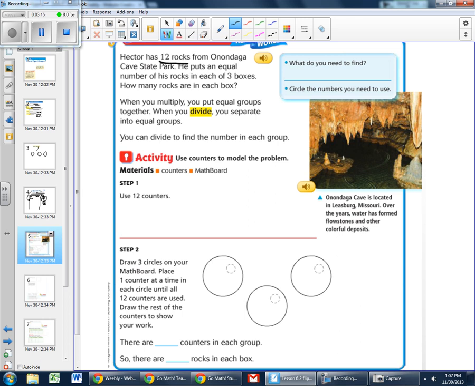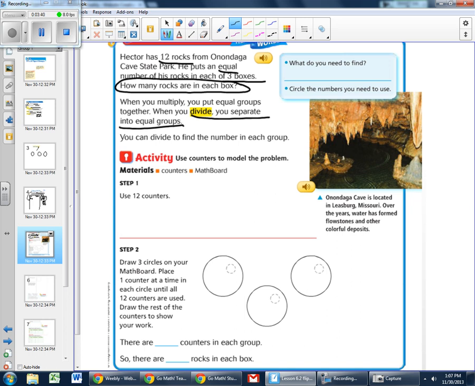So he has 12 rocks. He puts an equal number of them into 3 boxes. And your question, how many rocks are in each box? When you multiply, you put equal groups together. When you divide, you separate equal groups. So there's your vocabulary word, divide, separate into equal groups.